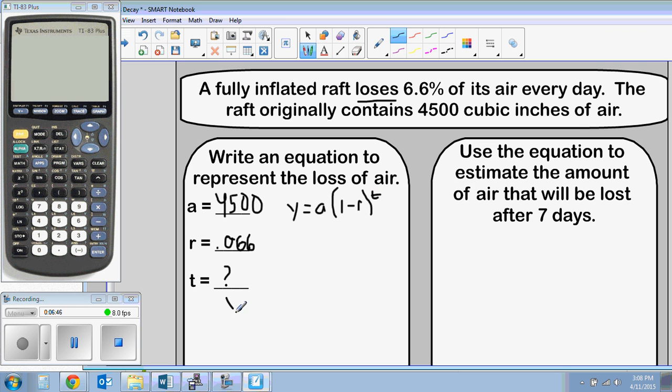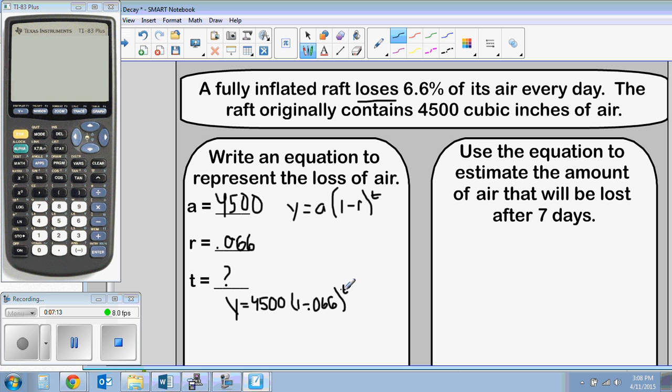I'm going to write it down here so I have some more room. Y equals 4,500, so that was my starting amount of air, times 1 minus 0.066 raised to the power of t.